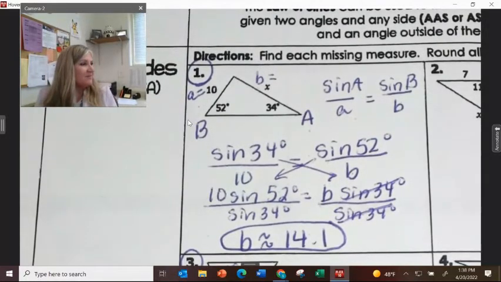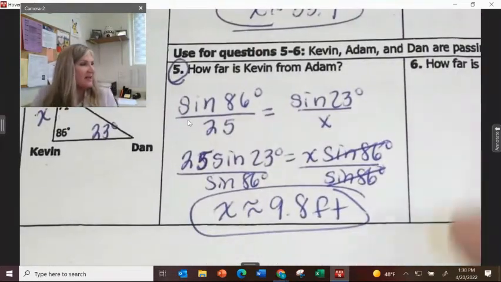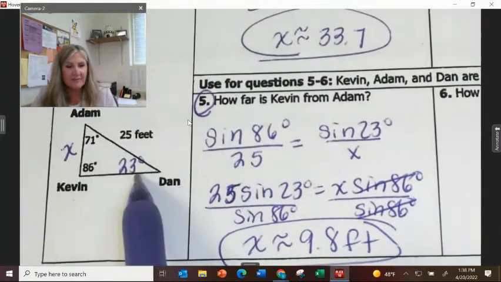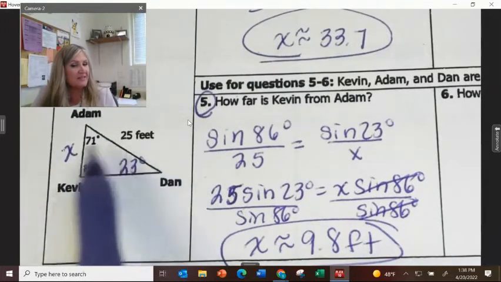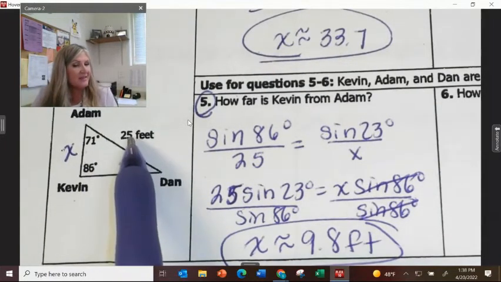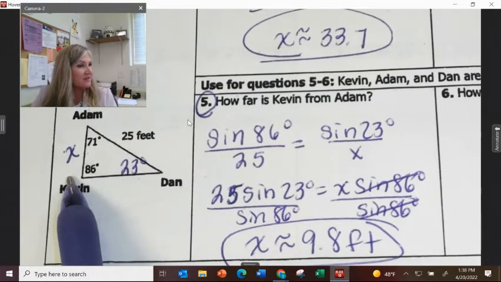Anybody have it yet? Gianna? 9.8 feet. Did anyone else get that? Very good. Just about everybody. So we had to find the missing angle. We should now make sure it makes sense. Does it make sense that across from 86 would be significantly larger than across from 23 degrees? Yeah, it's good. All right, we're just going to do a few more.